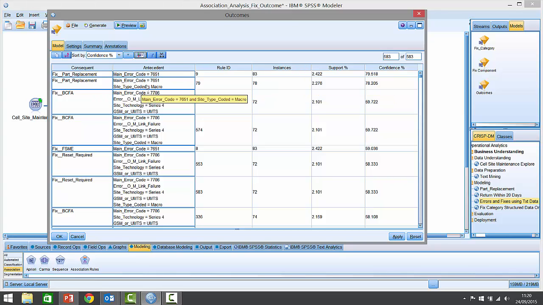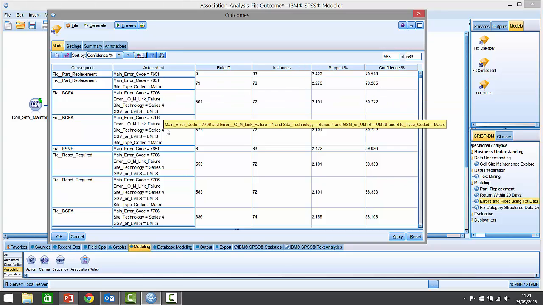What's interesting is, as we look down through this, the next rule is basically a subset of the previous rule. It's saying, if it's 7651 and the site type is macro, then that's rule number 79. There are 78 instances of that, and you get a 78% confidence value. So it's really a subset of the previous rule.